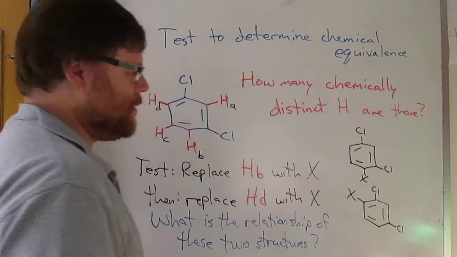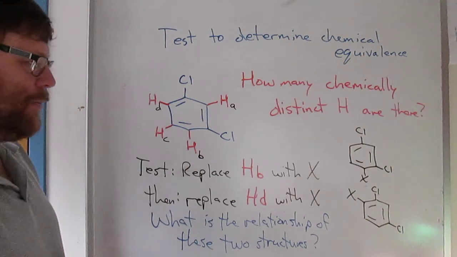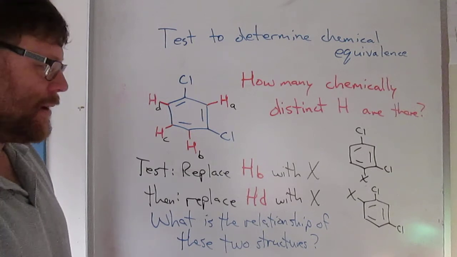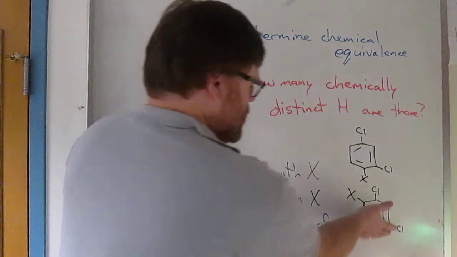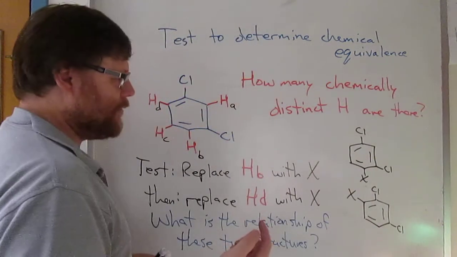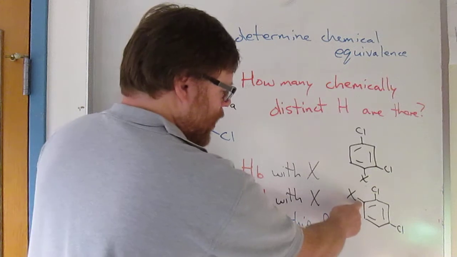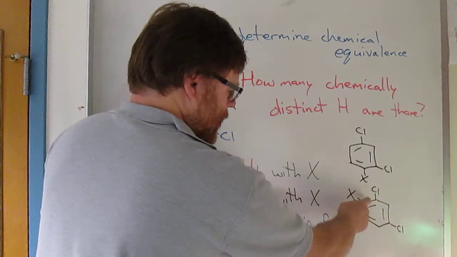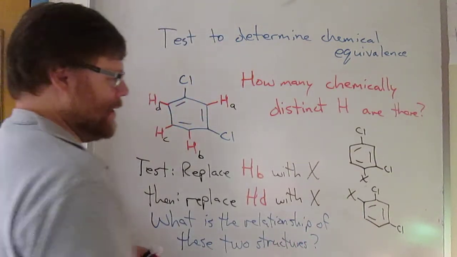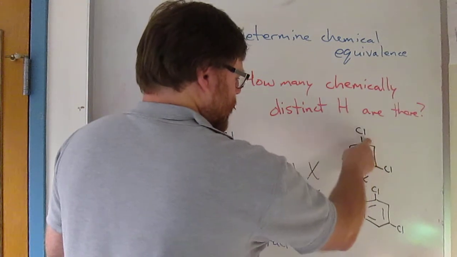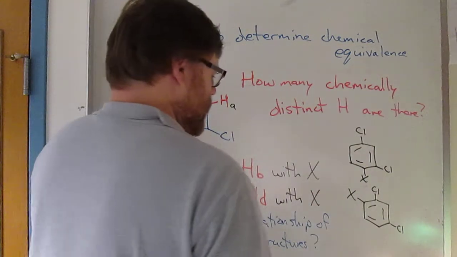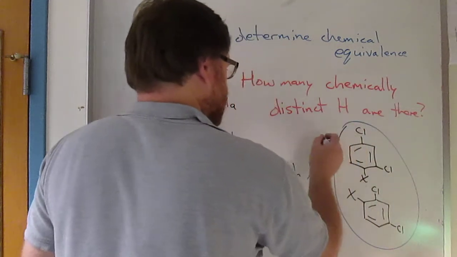So the top structure in black is what you get if you replace HB with X. The bottom structure is what you get if you replace HD with X. And look at that. If I take this molecule, flip it over, and spin it, these two are superimposable. You can also get that by nomenclature. If we number carbon 1 as having X, it goes 1, 2, 3, 4, so it would be 2,4-dichloro X benzene, and this would be 1, 2, 3, 4, 2,4-dichloro X benzene. They're identical. These two structures are identical.